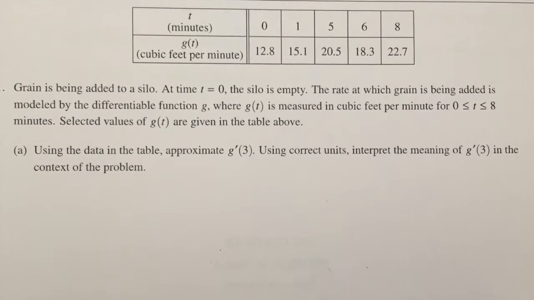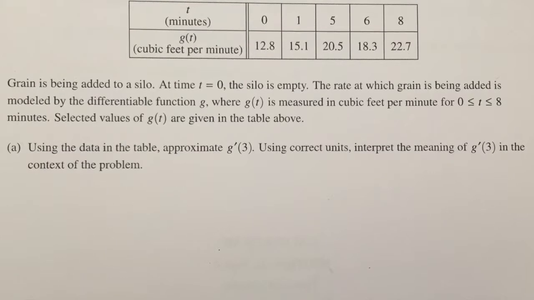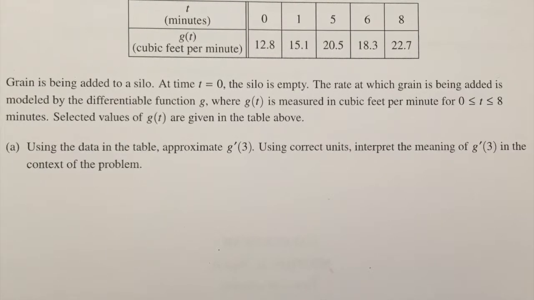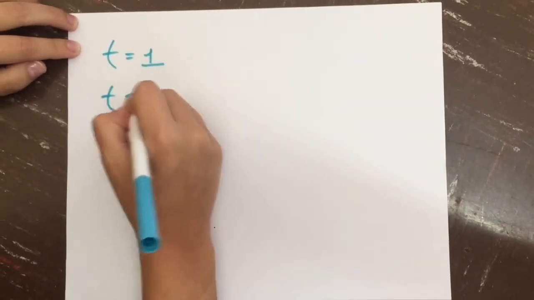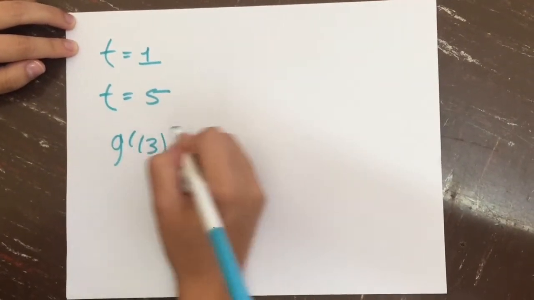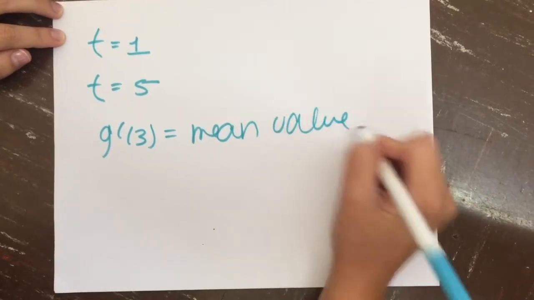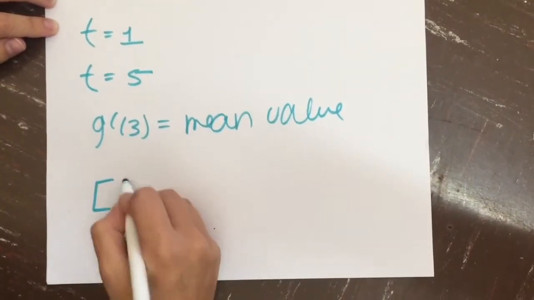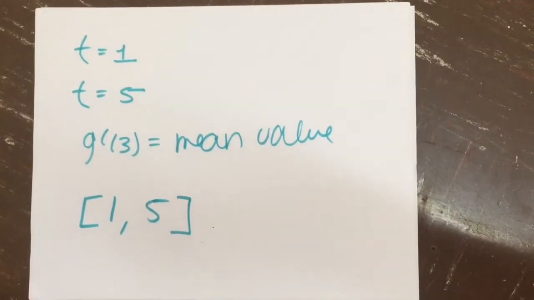A. Using the data in the table, approximate g prime of 3. Using correct units, interpret the meaning of g prime of 3 in the context of the problem. Since the table shows the amount of grain in cubic feet per minute at time t equals 1 and at time t equals 5, we find that g prime of 3 can be found by using the mean value theorem on the interval [1, 5] to find the slope between these points.